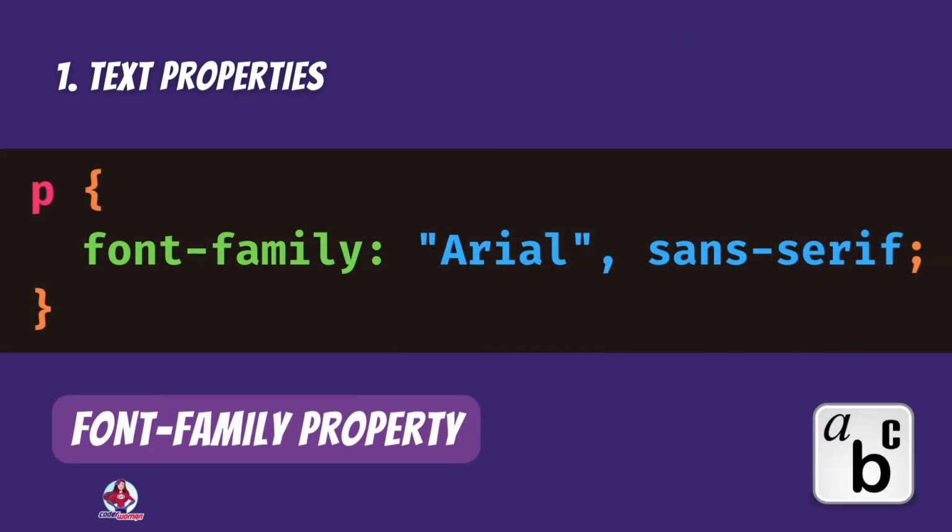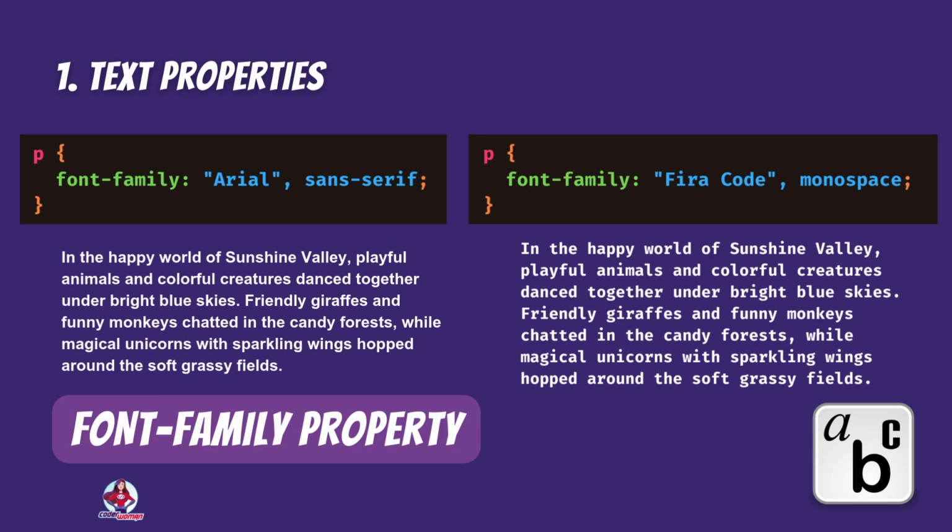The font family property is like choosing a font from a drop-down menu in Microsoft Word. We can list many fonts in order of preference, and the browser will use the first one it finds. We already talked about it earlier in the previous lessons.